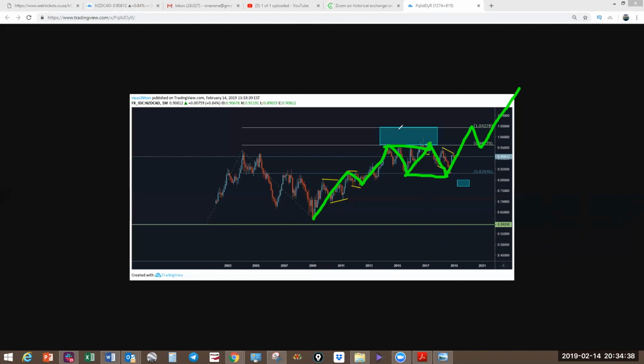Yes, it has reached the blue box for this swing, but not the blue box for the bigger swing, which is this one. The blue box there will be around this area. Yes? Okay.